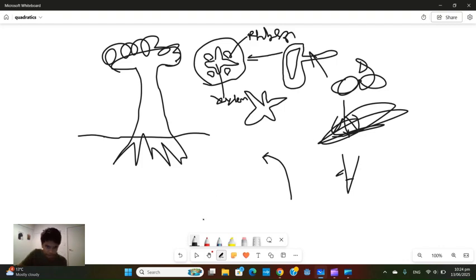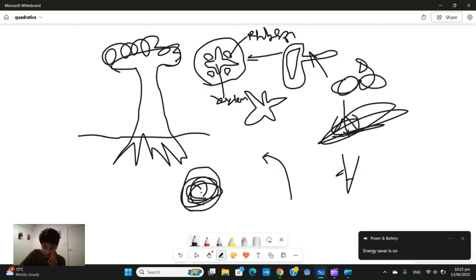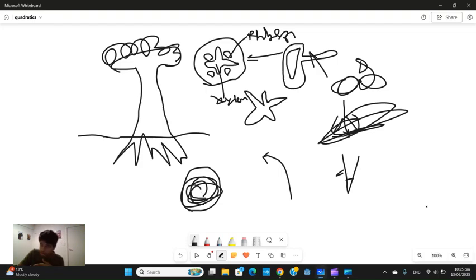Now, in many stem structures, the xylem can also be in the center with phloem on the outside. And yeah, that's pretty much it for transport in plants, really.